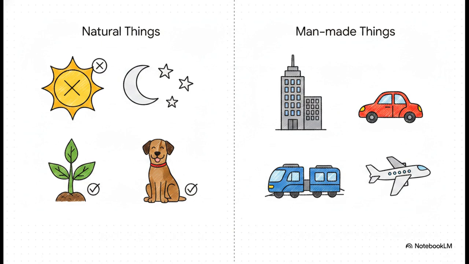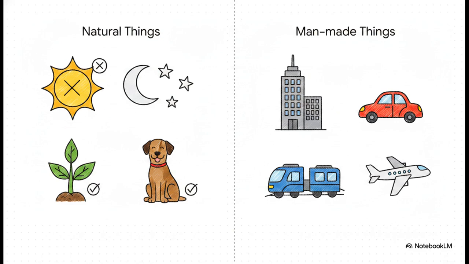Look, it's easy to look at a dog and say, alive, or look at a road and say, not alive. But first, we have to separate what the Earth gave us from what we built ourselves. Basically, we can divide our surroundings into two distinct groups. On one hand, we've got natural things. This includes the sun, the moon, the stars, plants, and animals. These are things that just exist in nature, totally without human intervention.